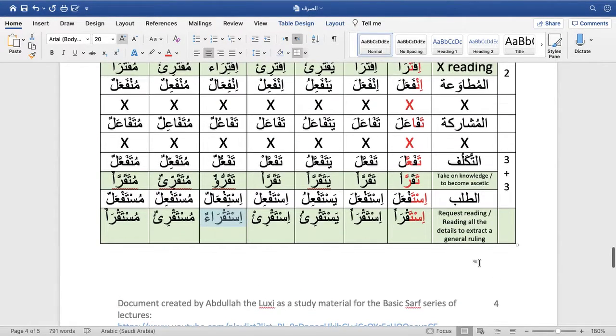So in the next lesson, which shall be the last one of this series, we shall look at dictionaries. Very briefly, we shall look at the two dictionaries that I have, and I will show you how you can apply this knowledge in order to look up and benefit from Arabic dictionaries.